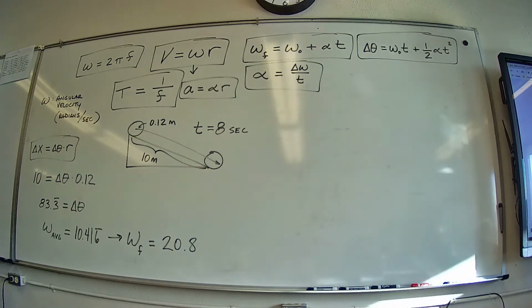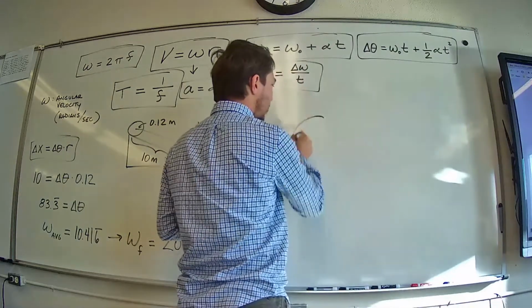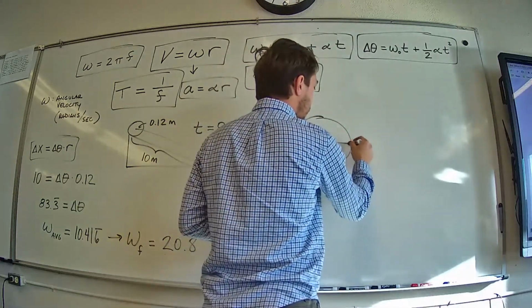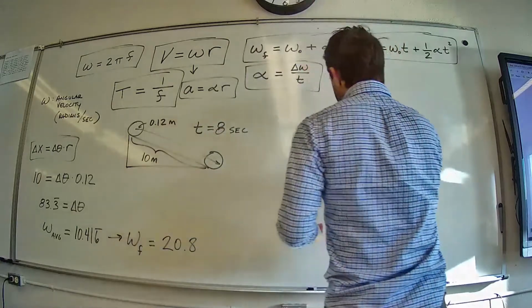Okay, last one. This is from your problem set. Did we do the tension of the rope one? I can't remember if we actually did this one in class. We did the tension of the rope. Okay, so you have a radius of the disk.